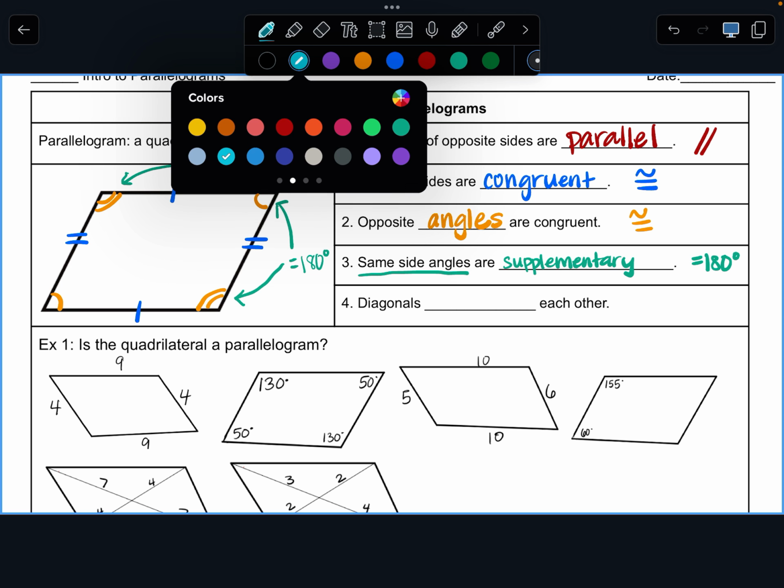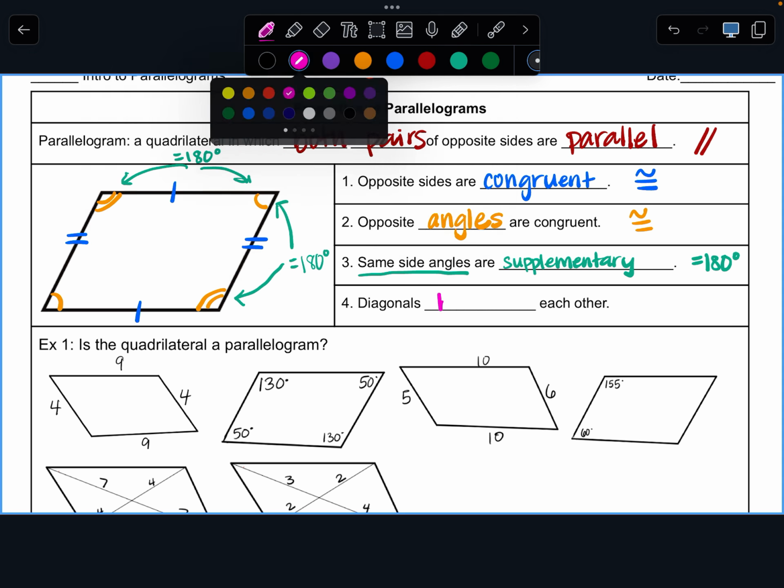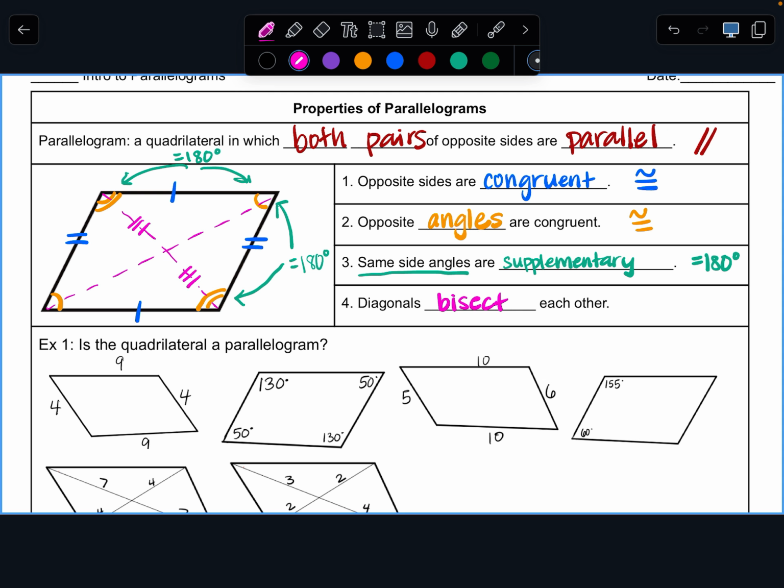The diagonals bisect each other, meaning they cross each other perfectly in the middle. So here's our diagonals. And what it means when they bisect is that this length is equal to this length, or they are congruent. I'm using 3 marks there. And then this one is congruent to this one.